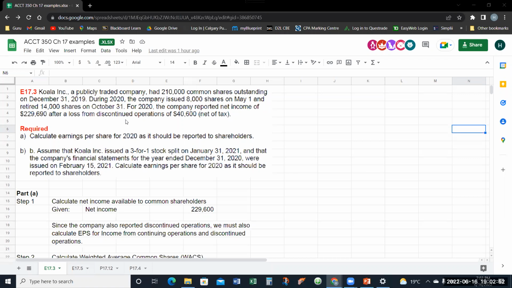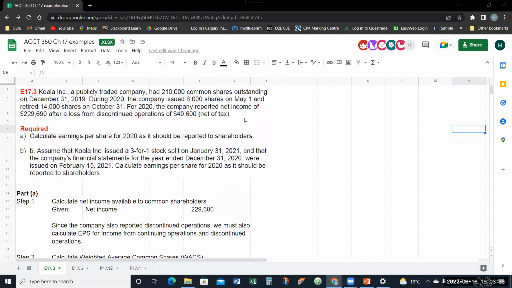you do questions which are focused on just calculating basic EPS, but they give you more rich information about lots of share transactions happening, that kind of thing, right? So these are just a couple of examples of that. So the company here, Koala Inc., it's a publicly traded company, so therefore needs to calculate earnings per share. It had 210,000 common shares outstanding on December 31st, 2019, which is basically the beginning of the 2020 year. During 2020, the company issued 8,000 shares on May 1st and retired 14,000 shares on October 31st.